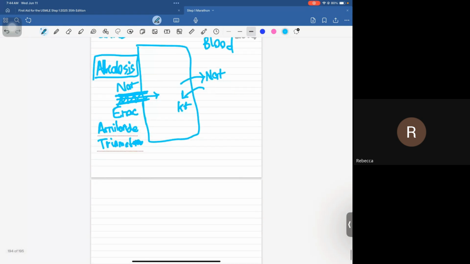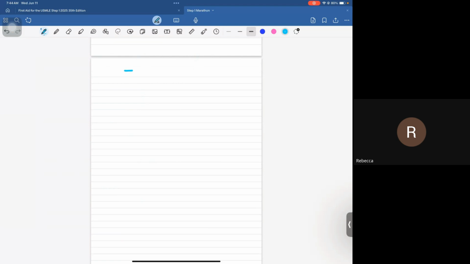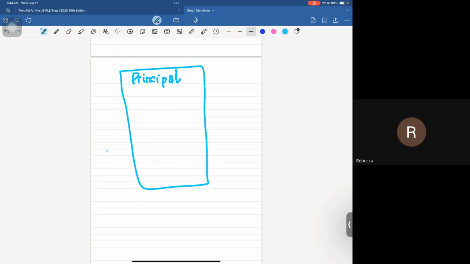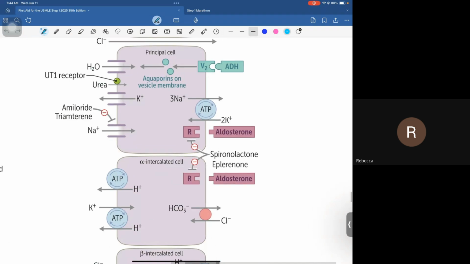Now, again, if this is the principal cell of the collecting tubule, there are two cells. Here another thing can happen. What is that thing? ADH is going to act here as well, and it's going to act on the V2 receptors. So if you look at the diagram here, you're going to see the V2 receptors there.